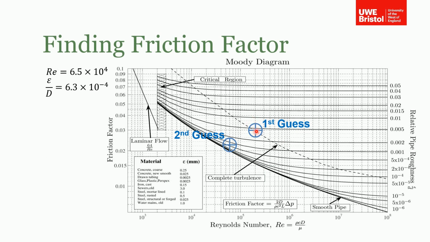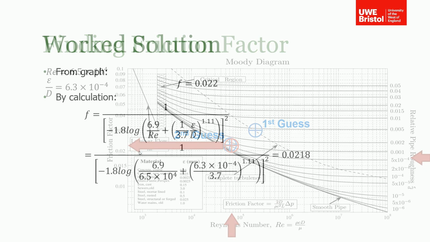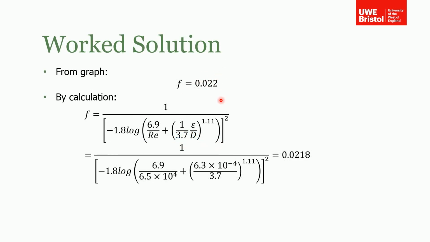So this was our first guess. This was our second guess, if you like. Then if we plot the third value we've got, the Reynolds number hasn't changed much, it's 6.5 times 10 to the 4, and the relative pipe roughness hasn't changed much. So we're about here on the plot now, so you can see it hasn't moved far, so we've started to converge on the solution. We read off our new friction factor, which as you can see hasn't changed much from the previous values.